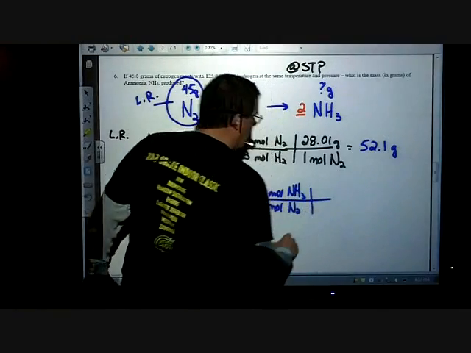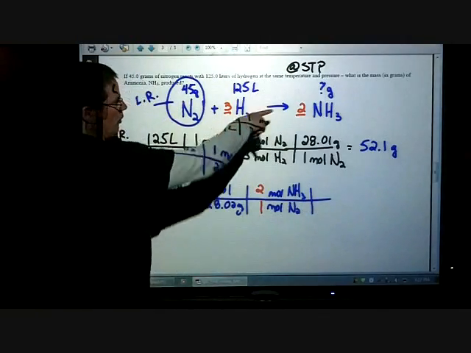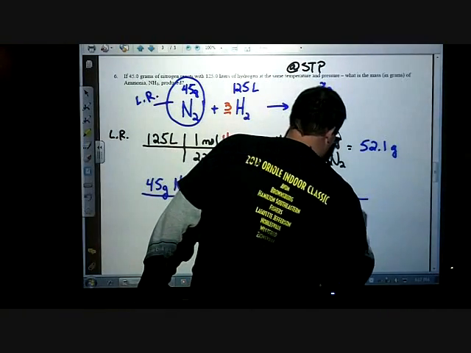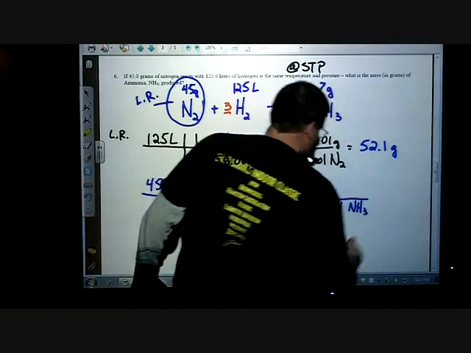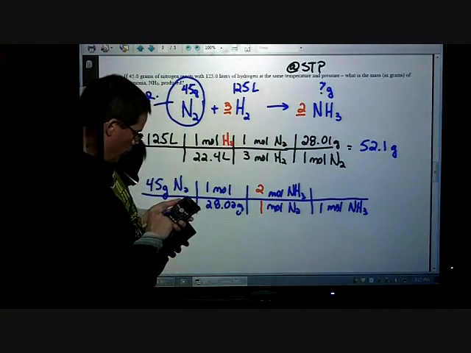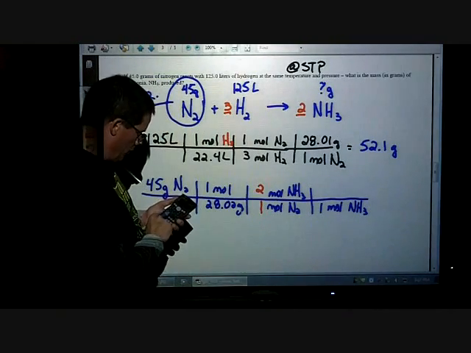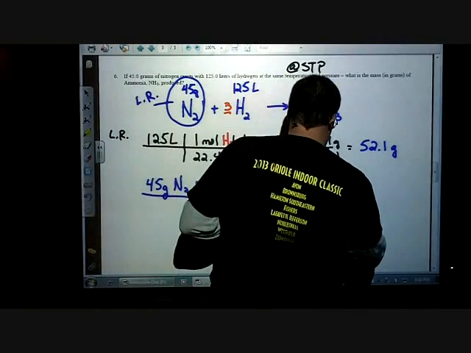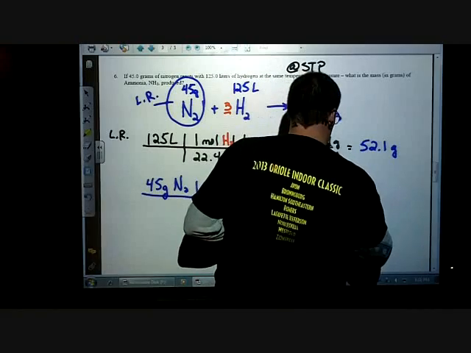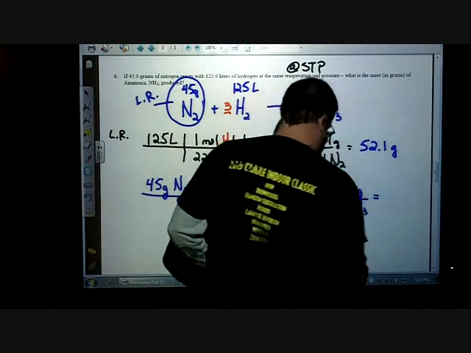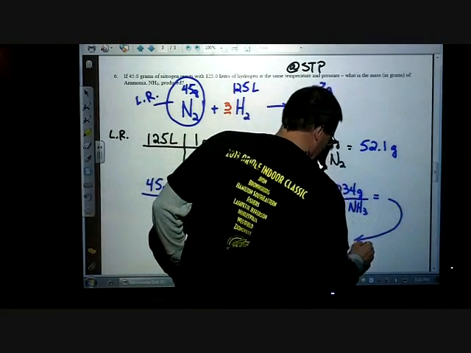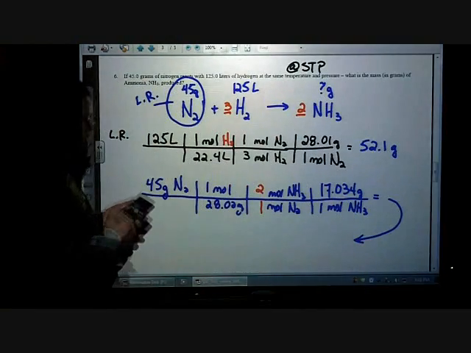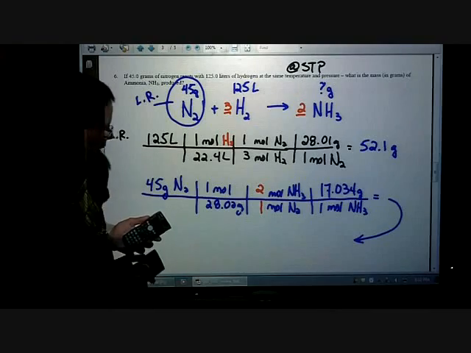And then my desired unit, or step 4, is to find out the number of grams. So 1 mole of ammonia is equal to 14.01 plus 3 times 1.008, which is 17.034 grams. And once we calculate all of that, we get a value of around 54.7.